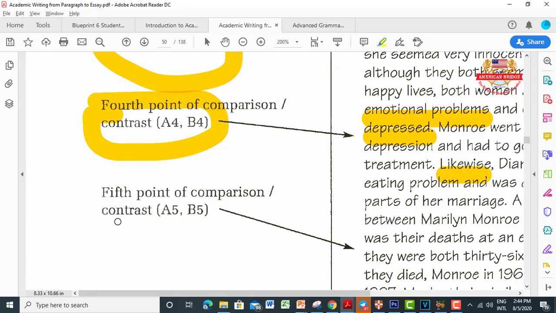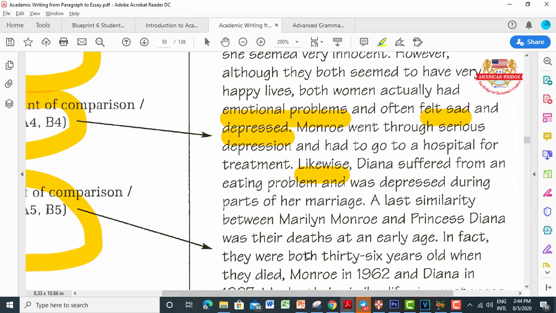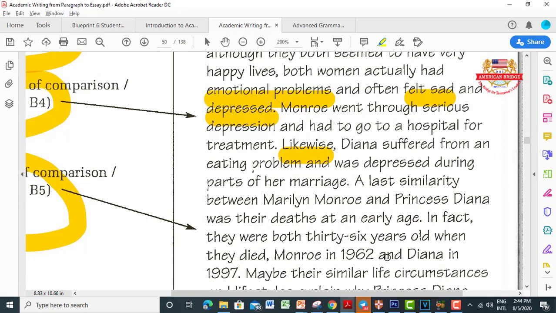So the fifth point, they also compare here about what? About when they died, okay? When they died at the young age of 36 years old. But actually just the years were different: Monroe in 1962 and Princess Diana in 1997. But actually, they both died at the same age of 36 years old.